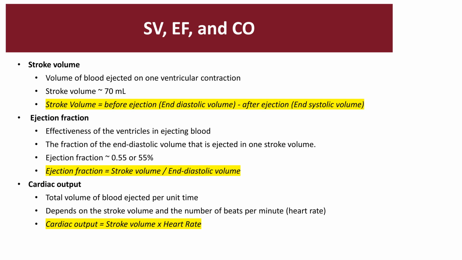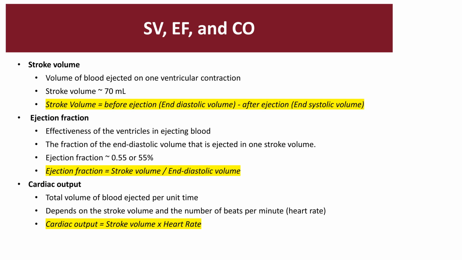Ejection fraction is a way to measure the effectiveness of our ventricles in ejecting the blood. It is the fraction of the EDV that is ejected in one single stroke volume. A healthy ejection fraction should be about 0.55, otherwise known as 55%. So in one squeeze, 55% of the blood should be moved out. Ejection fraction can be calculated as stroke volume divided by EDV.